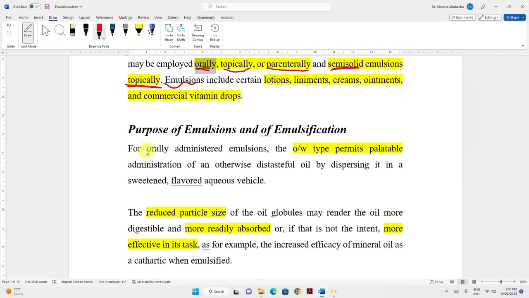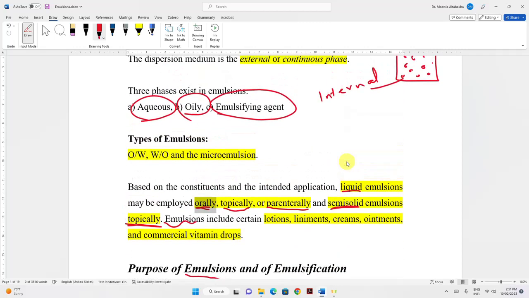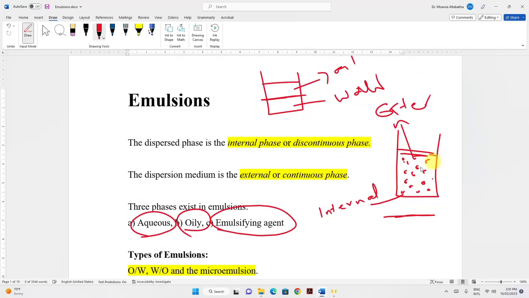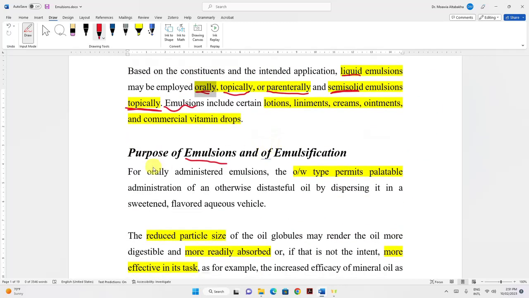Now we will talk about why emulsion. Why emulsion? This preparation that we talked about is not a stable preparation, meaning thermodynamically it's not stable. Eventually, if you leave it for long enough, it's going to separate and maybe it will go to this state. So why are you going to prepare an emulsion that is thermodynamically not stable?